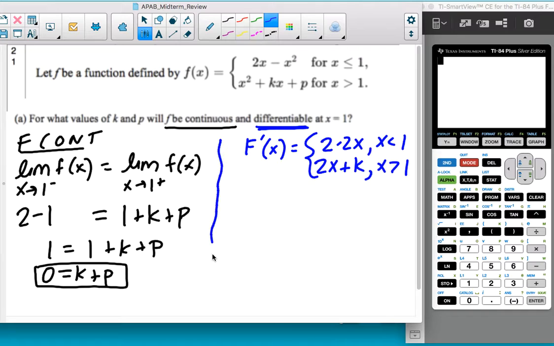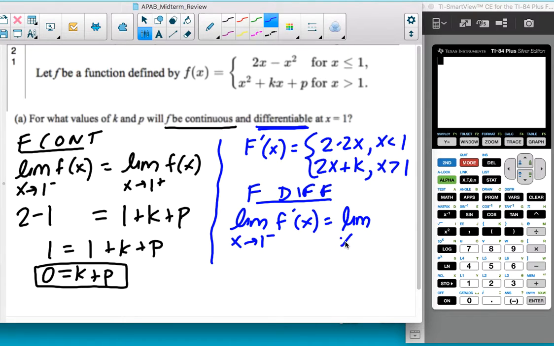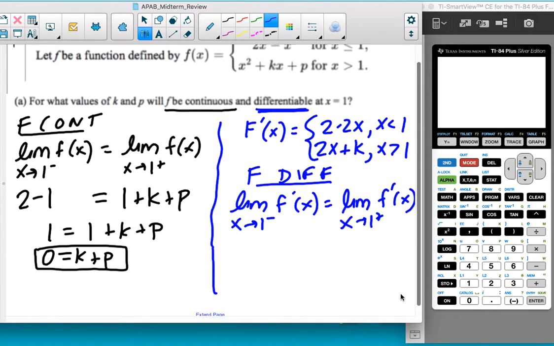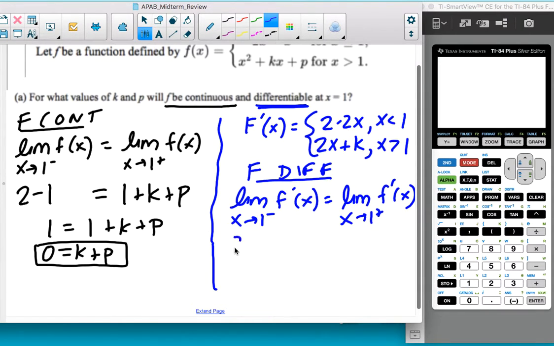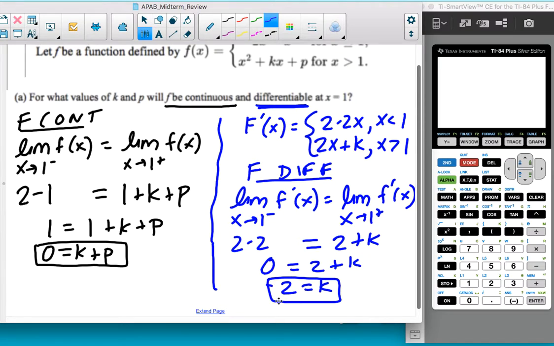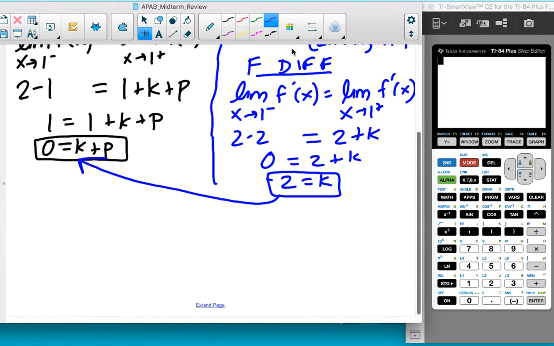So when I follow the same set of rules, I'm going to use the left and right limits, but this time with f prime: the limit as x approaches 1 from the left of f prime of x has to equal the limit as x approaches 1 from the right of f prime of x. And again, absolutely need this limit notation if you want full credit on a free response. So now, when I plug in 1 from the left, I get 2 minus 2. When I plug in 1 from the right, I get 2 plus k. Well, it seems to me that that says 0 equals 2 plus k, so I now know that k is negative 2. Now that I know k is negative 2, it's a lot easier to find p, because once k is negative 2, 0 equals negative 2 plus p, so p is 2.